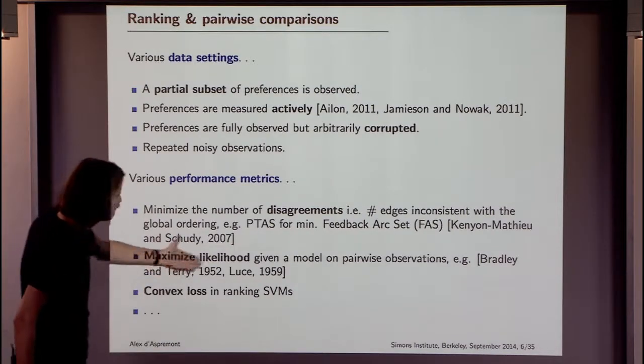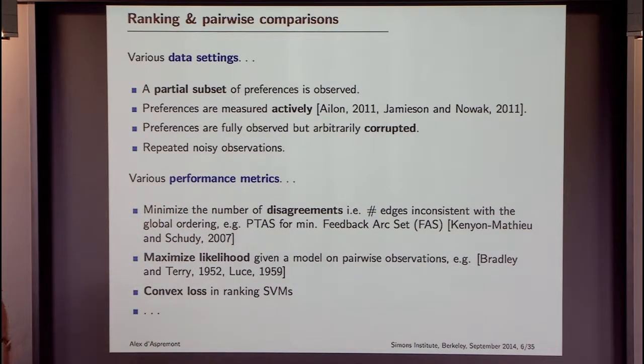Well, in some cases, you're trying to maximize likelihood, so that's your objective. It's a completely different measure of performance. Convex loss in ranking SVMs. So it's a single problem, but there are many, many approaches, and it's sometimes hard to directly compare the performance of one method compared to another. Okay? So even comparing algorithms on comparisons is hard.